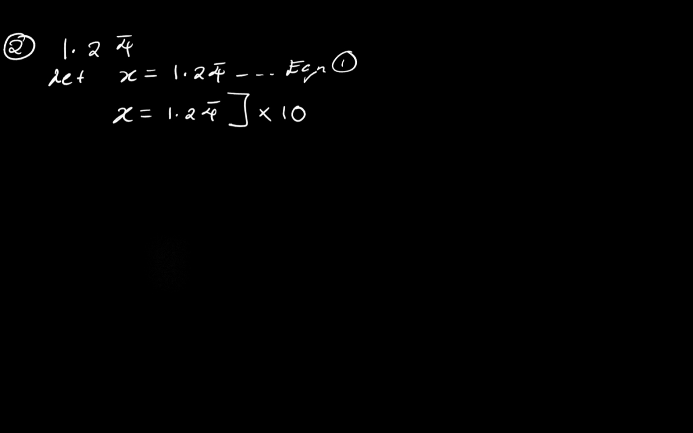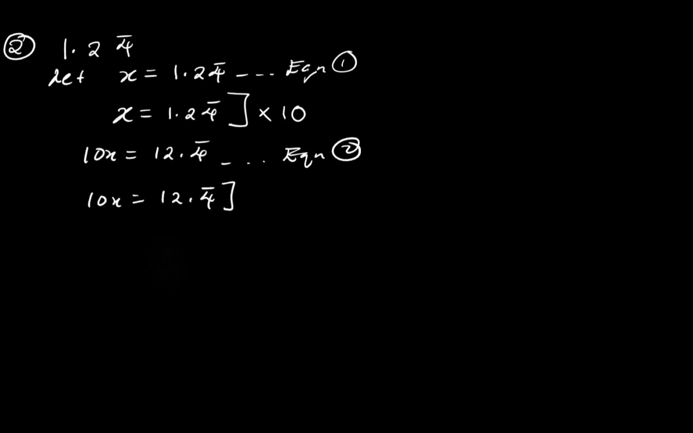So, push the bar mark value 1 step to the left. So I'll multiply by 10. So I have 10x being equal to 12.4 bar. This is equation number 2. Now we have not attained the goal yet. The goal is to push the bar mark number to the left hand side of the decimal point. So I'm having 10x being equal to 12.4 bar.